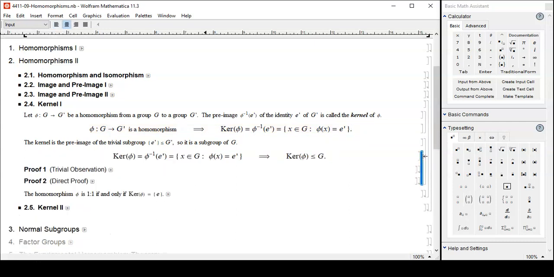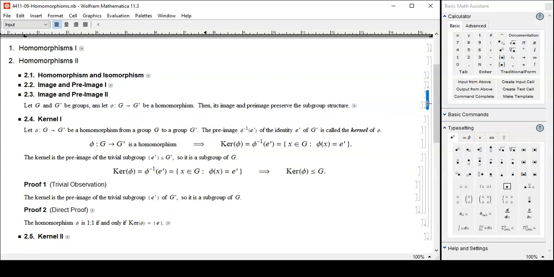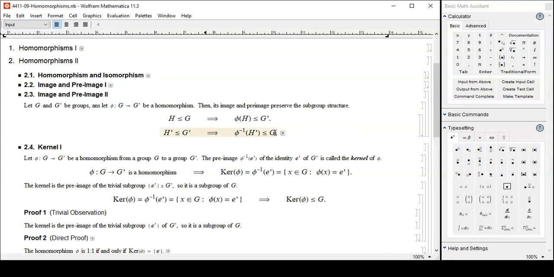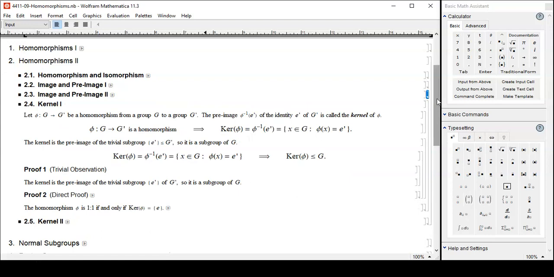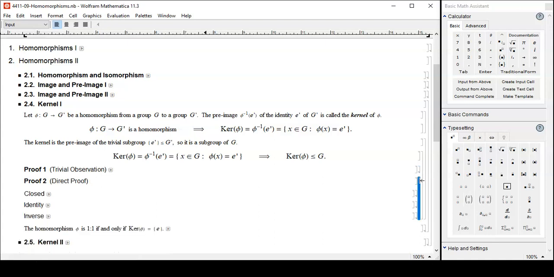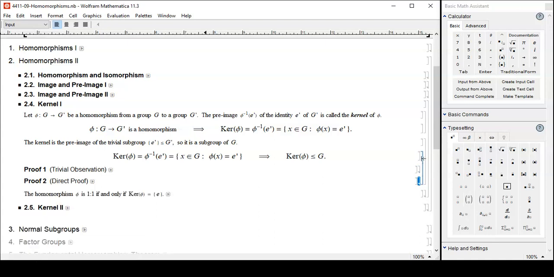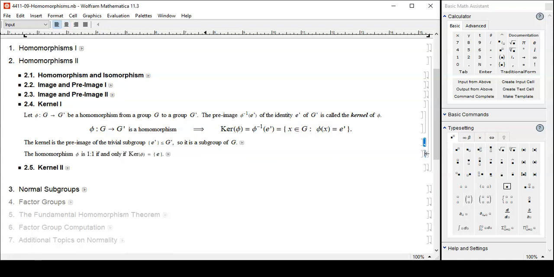And the proof was actually a one-liner as a matter of fact, because the kernel is a preimage of the trivial subgroup of G prime, and preimages always preserve all the subgroup structure. And consequently, it's a subgroup. But then again, as an exercise, we went through the direct proof as well. Okay, so far so good. Let's go to the next topic.